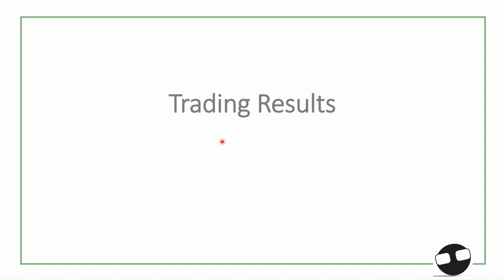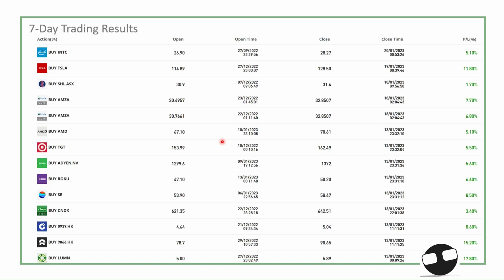All right, so here's our trading results for the last 7 days. We sold Intel because we saw some retracement, and took some profit right after the downward bias. We also have some shares here from, I forget the name of the asset, traded in Sydney. We also have AMSA, then AMD, Target, and so on and so forth. So all green so far.